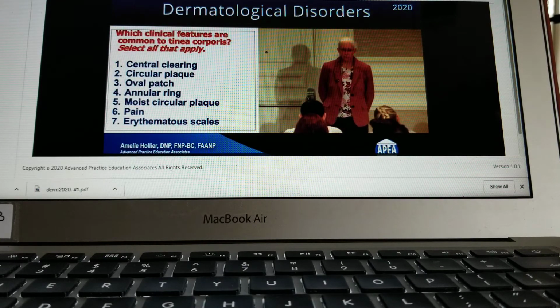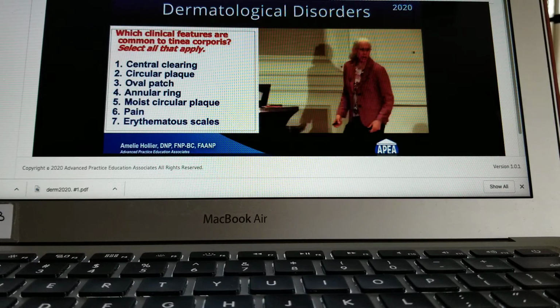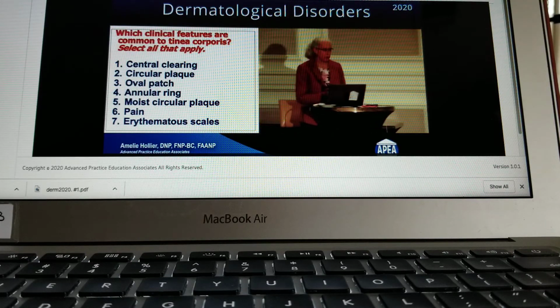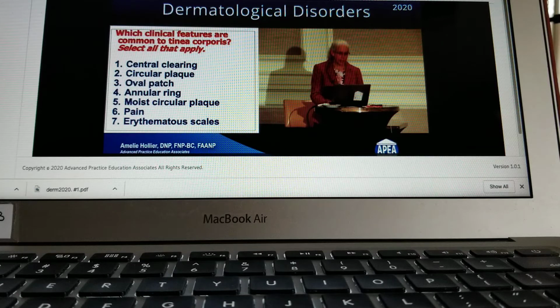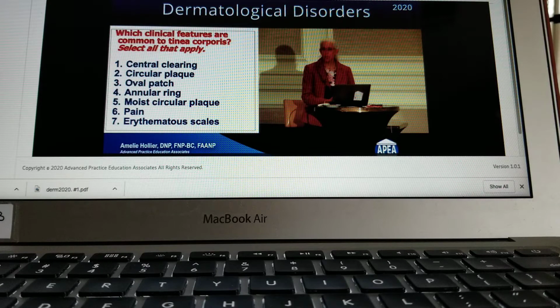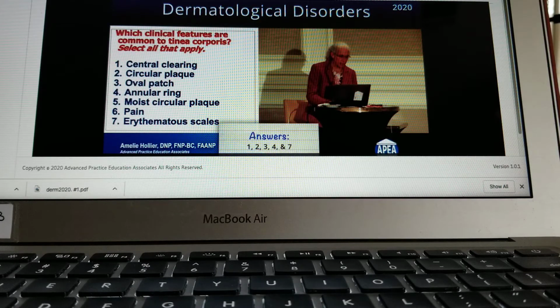Take a look. Which clinical features are common to tinea corporis? Well, we often see central clearing, circle number 1. We can see a circular plaque, circle number 2. We could see an oval patch, circle number 3. We could see an annular ring, circle number 4. We would not see a moist circular plaque. We would not expect a patient to tell us that it hurt, but we would expect scales right around the edge of the lesion. So look at a good example of that.